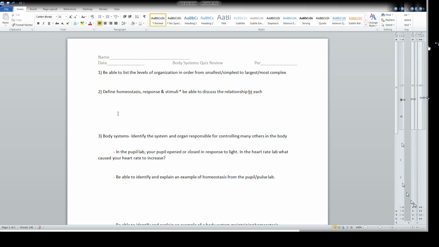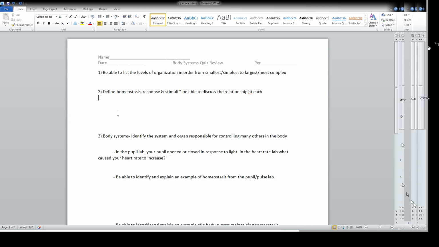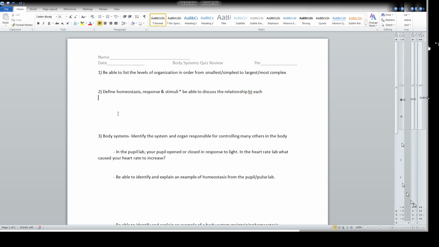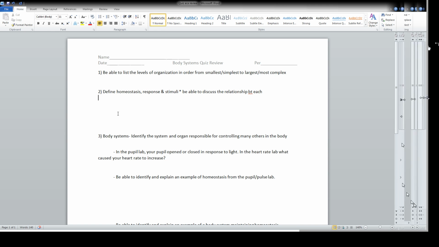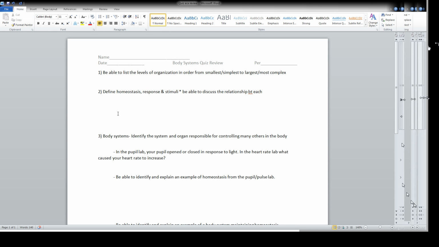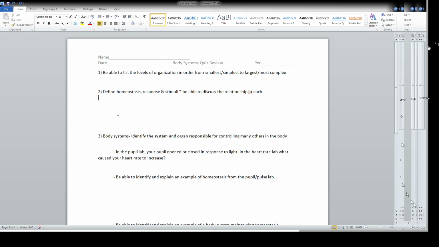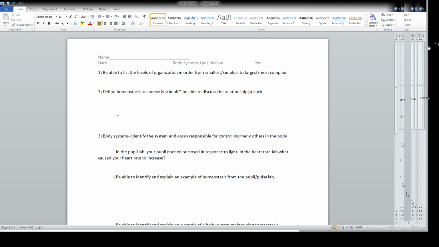Next, be able to identify the IV, DV, and controls in both the pupil and pulse lab. Independent variable: in the pupil lab, the thing you introduced to cause a response would be the amount of light going into the pupil. The dependent variable is the pupil size changing. Control group, the group in normal light.